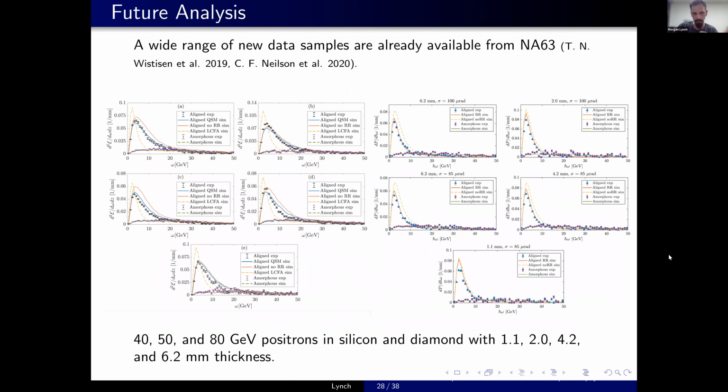There's more data sets, okay? At different beam energies, 40 up to 80 GeV, okay? Different crystal thicknesses, and so there's all sorts of samples to analyze. But most importantly, these have already been published, okay? These have different incident beam angles, okay?